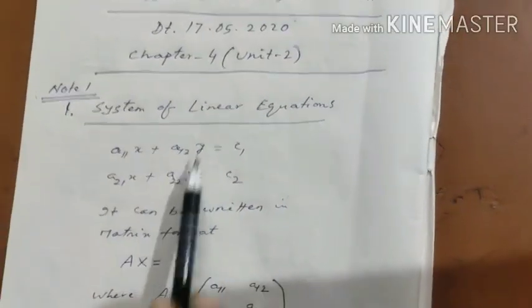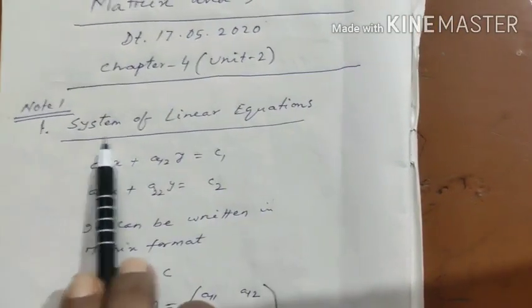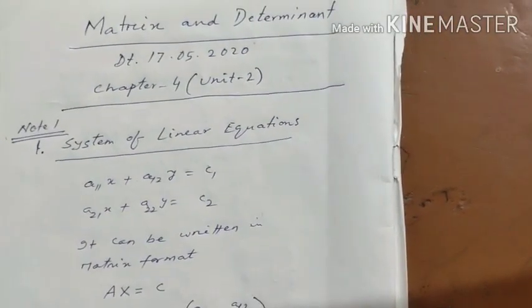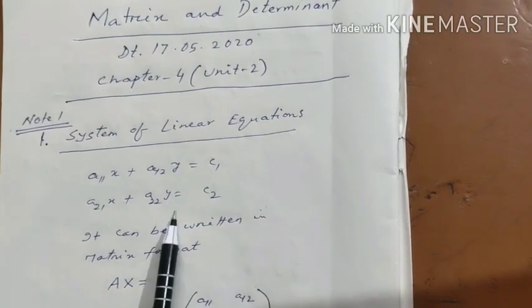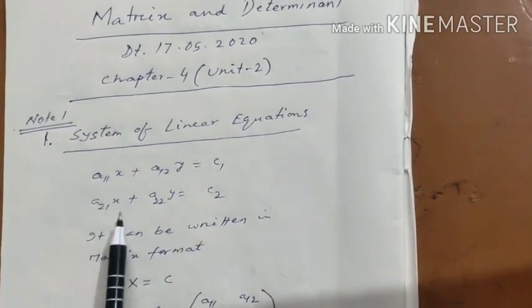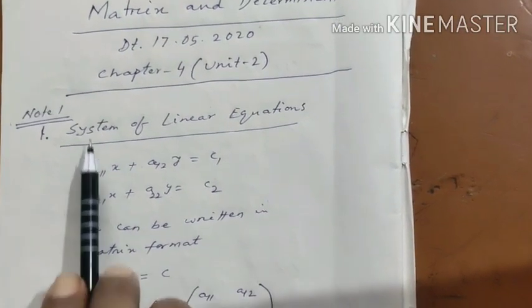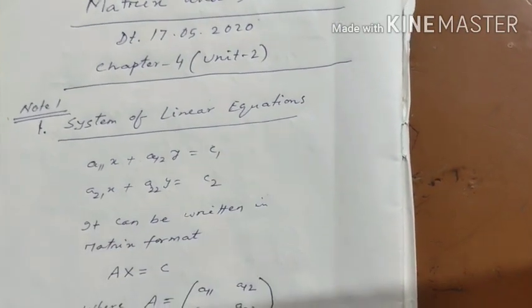What is a system of linear equations? Now there are two variables. Suppose we take two variables and two unknowns, and that is called the system of linear equations. One equation, one unknown. Two equations, two unknowns. Three equations, three unknowns, and that is called the system of linear equations.